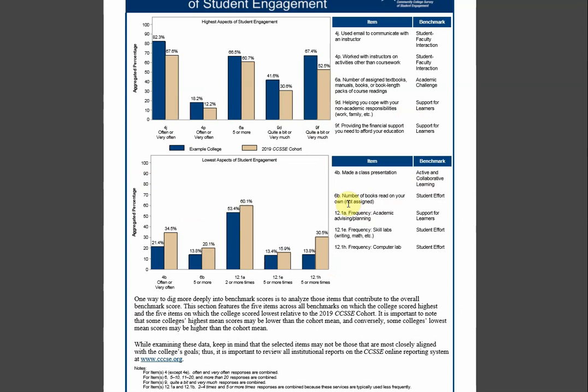This concludes the Interpreting CCSSE Executive Summary of Results tutorial. In this tutorial, you learned how to access your college's CCSSE Executive Summary and about the information provided within the document. We encourage you to review the tutorials on navigating the CCSSE Online reporting system, CCSSE standard reports, benchmarks, means, and frequencies, and utilizing CCSSE custom report requests. All tutorials are available on the Tools section of the CCSSE website.